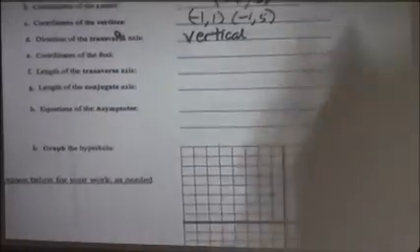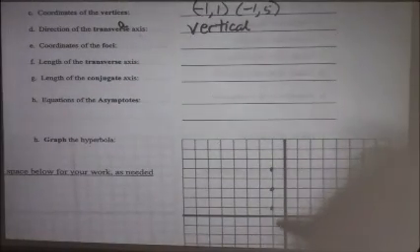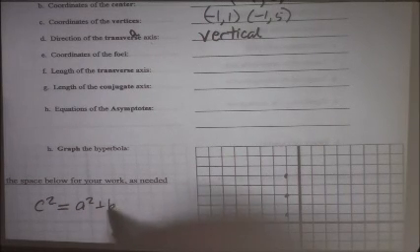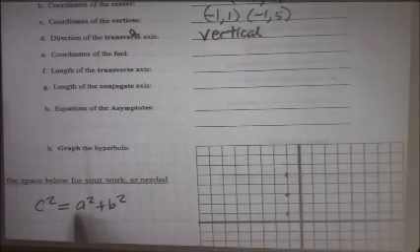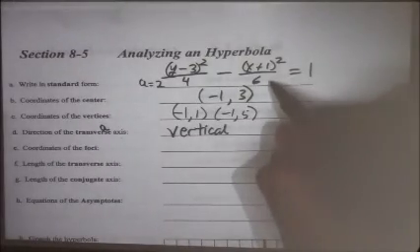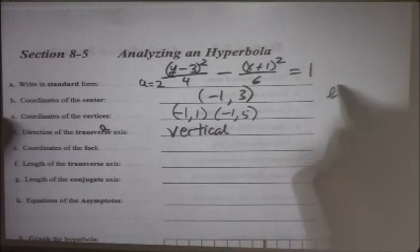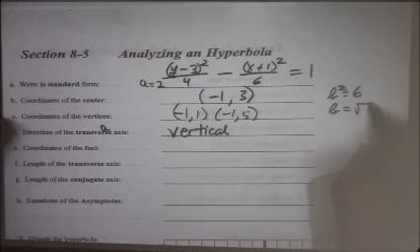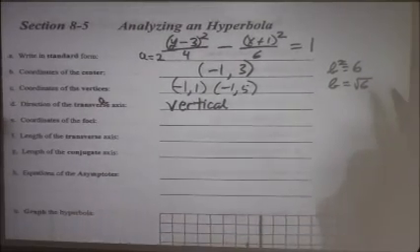Coordinates of the foci. The foci, or the focus points, will be out here. Well, to do that, we're going to use c squared equals a squared plus b squared. We know what a squared is. We know what b squared is because it's over here. And if b squared equals 6, then b equals the square root of 6. For now, we will leave that.